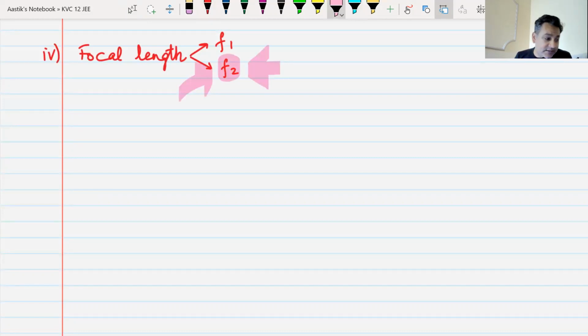Do we understand this? This is the one that you always use in calculations. Now, focal length, you can write, is the distance of the principal focus from the center of the lens or the optical center. So I can draw it here.